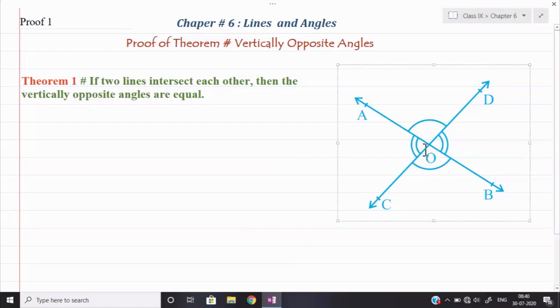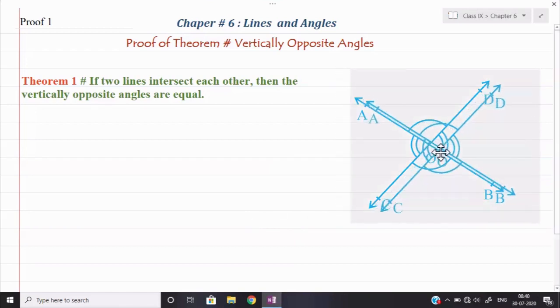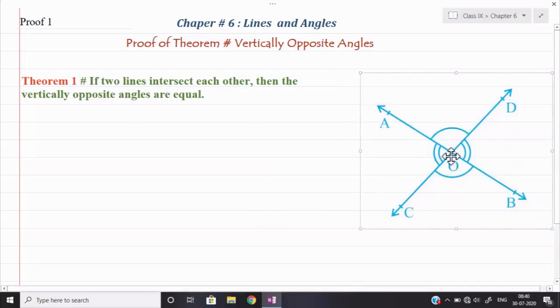There are many proofs available. For example, we can do this proof by the paper cutting and pasting method also, which can be done in the Math Lab practical. But right now, if it is asked in the examination, you have to give the proof in such a way. Now, the theorem, you know it very well. If two lines, line AB and CD, are intersecting at a point O, then the angles formed opposite to each other are called vertically opposite angles, and they are always equal.